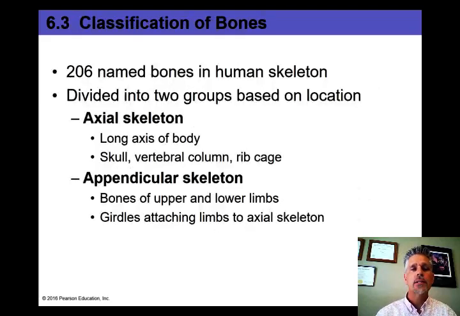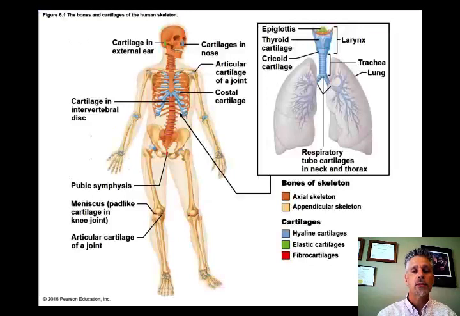So now let's get to the classification of bones. We said that there are 206 bones in the average body. Could be more if you actually have extra bones, typically in the skull, but you won't know that until after you're dead and we can look at your skull. But of the bones that you have, they're divided into two different regions based on their location. Let's take a look at that figure again.